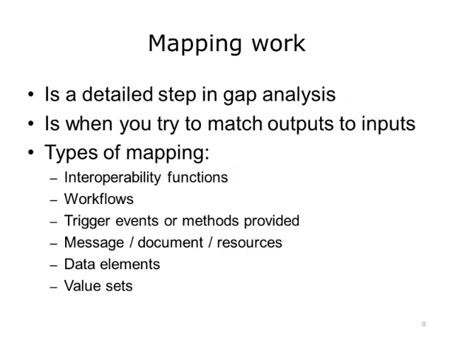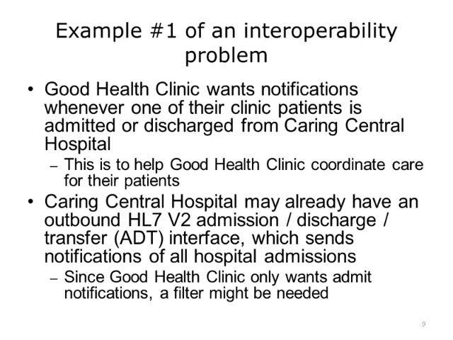In doing these comparisons, there is often mapping work that must be done between systems. This is when you try to match outputs to inputs. Types of mapping include mapping the interoperability functions of one system to another, mapping the workflows of the entities, for example, departments, organizations, etc., being connected, determining what trigger events or calls are relevant, and mapping each data field, data type, and terminology.